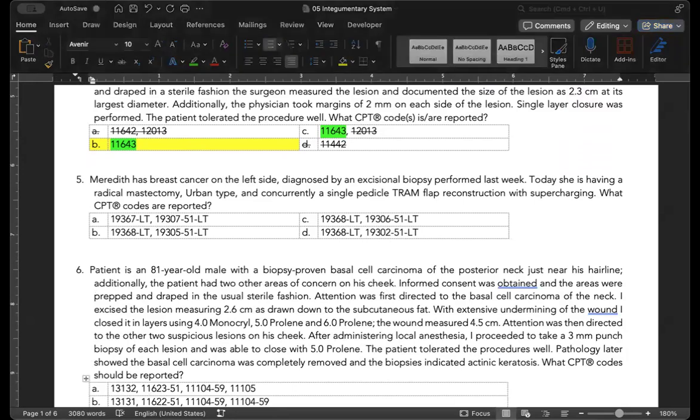Okay. Number 5, Meredith has breast cancer on the left side, diagnosed by an excisional biopsy that was performed last week. Today, she's having a radical mastectomy, urban type, and concurrently a single pedicle tram flap reconstruction with supercharging.